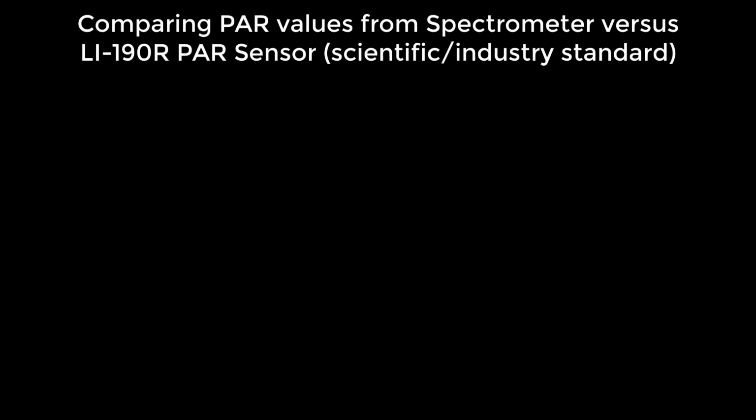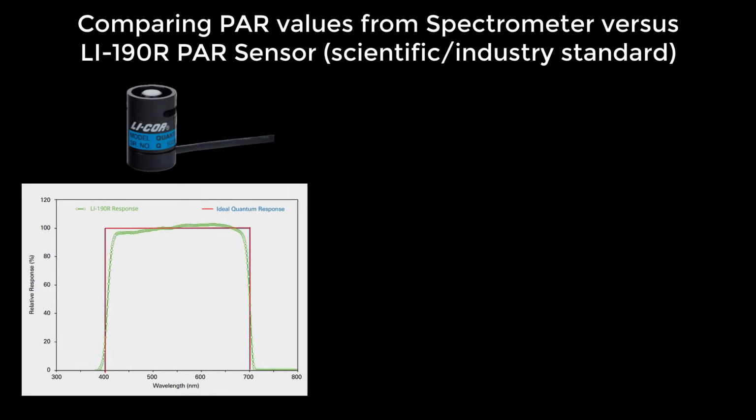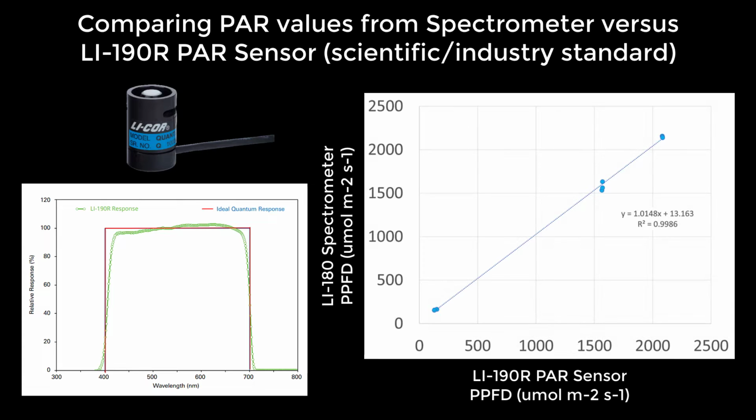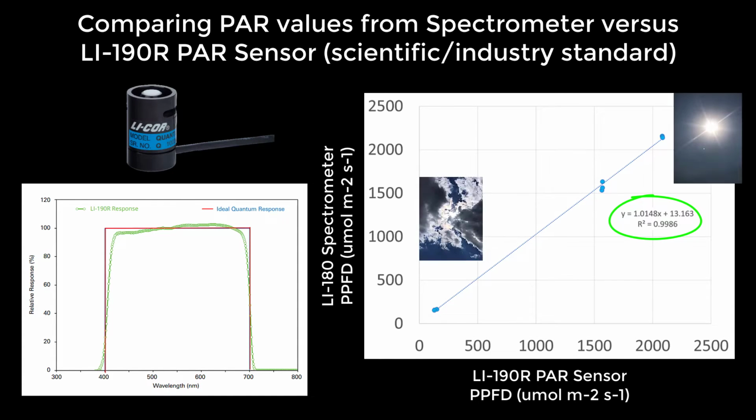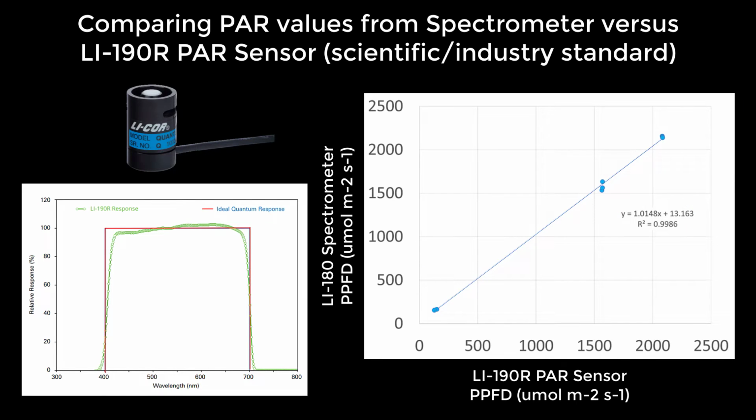So some questions may arise on how accurately the spectrometer measures the intensity of light within that PAR waveband. So we can do some comparisons to the LI-190R PAR sensor, which is the industry standard throughout the scientific community. It's been in use for 50 years now. And here we have a plot of the one-to-one relationship, and we can see that that looks really good for these sunlight measurements. Later we'll add in points from artificial light sources and see that that same relationship holds true.